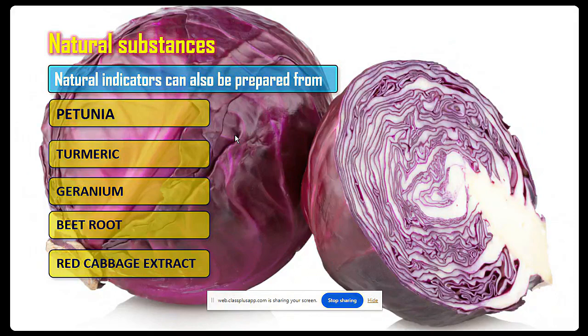So petunia is a flower which is used to prepare the natural indicator, and turmeric, geranium, beetroot and red cabbage extract. These all are the examples which we can use to prepare a natural indicator. Is it clear? There are 5 natural substances to prepare the natural indicator here: petunia, turmeric, geranium, beetroot, red cabbage extract.